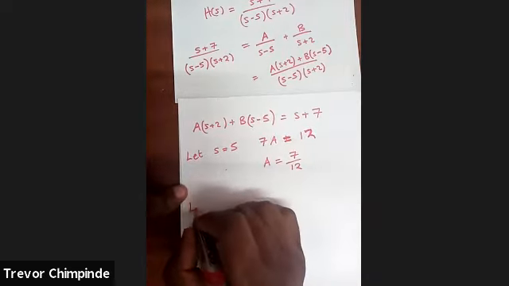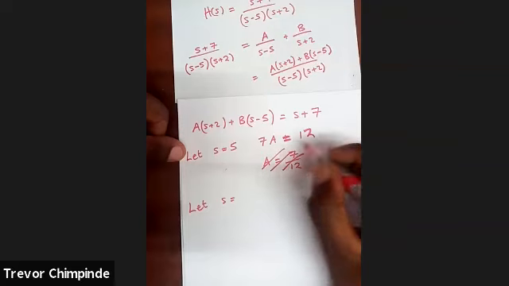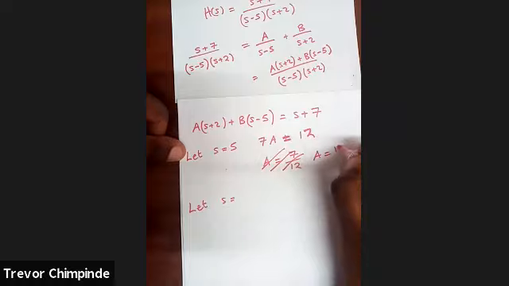How about B? How do we find B? Sir, haven't you swapped the values? Isn't it supposed to be the other way around? The value of A? Oh, yes. A is 12/7. I'm sorry.